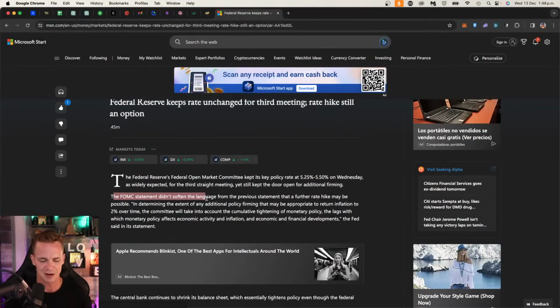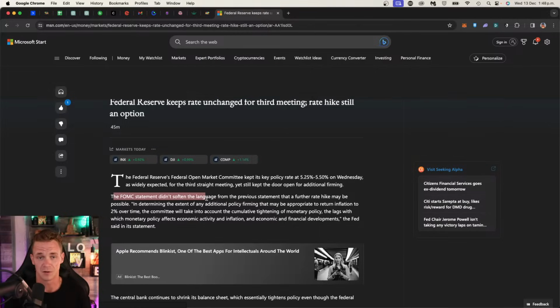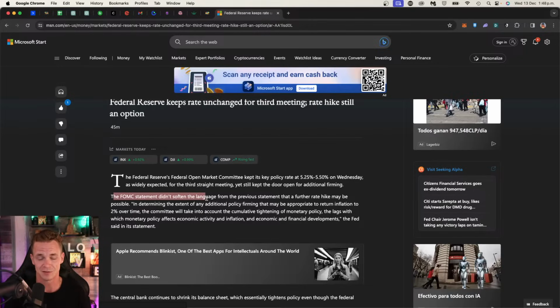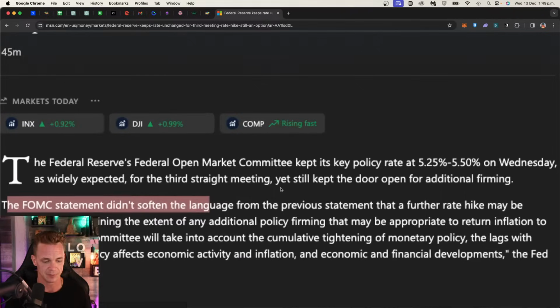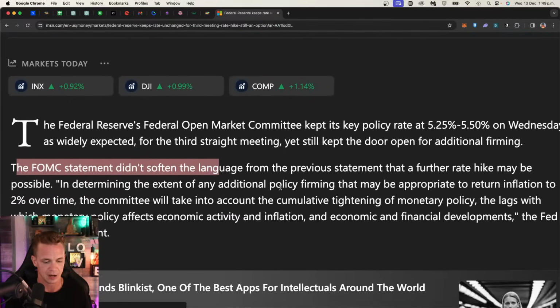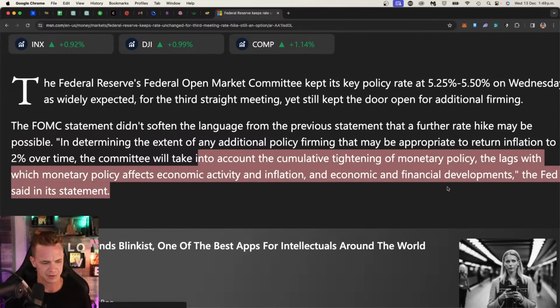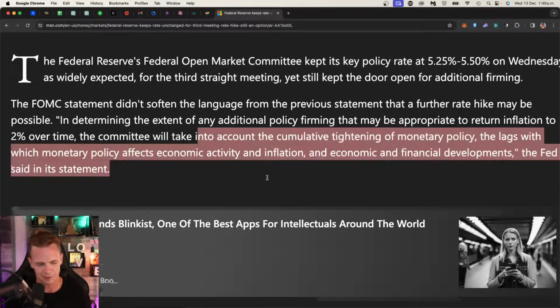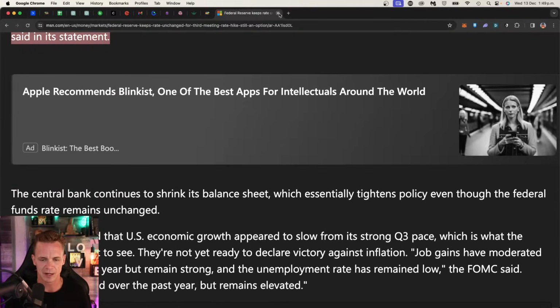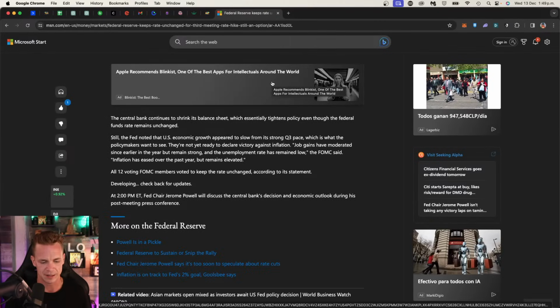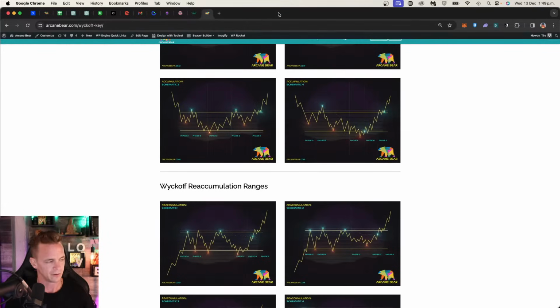The FOMC meeting didn't soften language from previous statements and said that they have to do this just to try to keep the dollar as valuable as possible for as long as possible before the air totally gets popped out of that ship. They will start printing again soon. We are in the most deflationary environment that the world has ever seen. So here we go. Taking into account cumulative tightening for the monetary policy lags, monetary policy effects, blah, blah, blah, blah. The Fed just speaks a bunch of nonsense, basically. They're not going to raise rates, but they're pretending to be hawkish enough to make people around the world think that if they need to, they will, because they don't want to wreck the dollar.